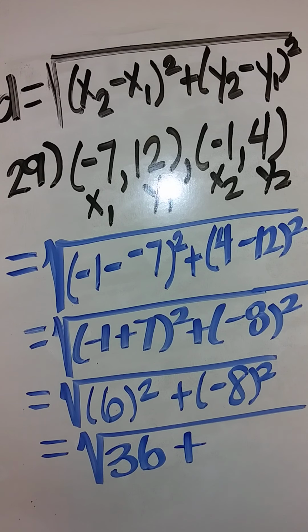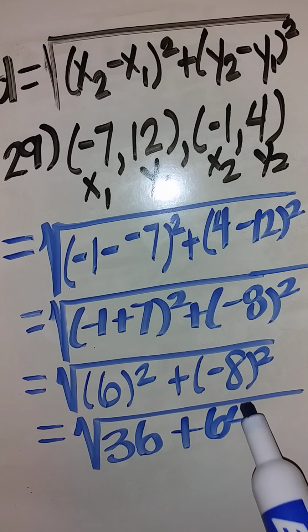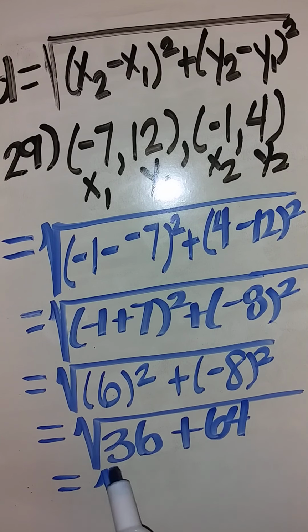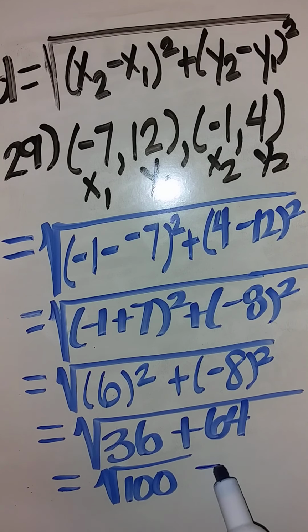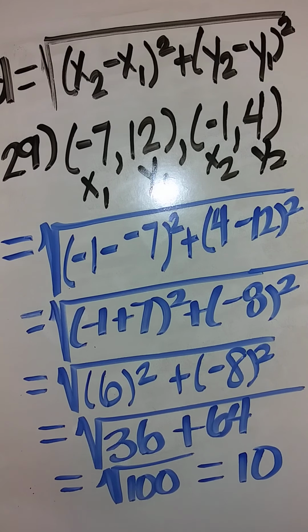Bring down your plus sign. I know negative 8 squared is 64. Add those numbers. I get the square root of 100, and we know square root of 100 is 10. So you can type it in or you can work it out by hand, but you'll get the right answer either way you go with it. So very important to see which route you want to do it.